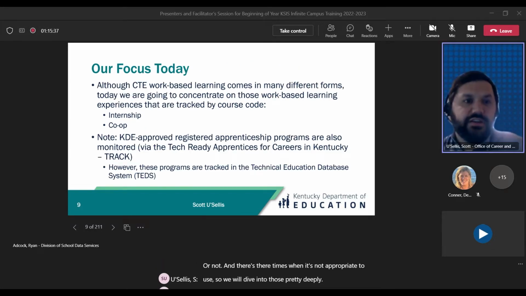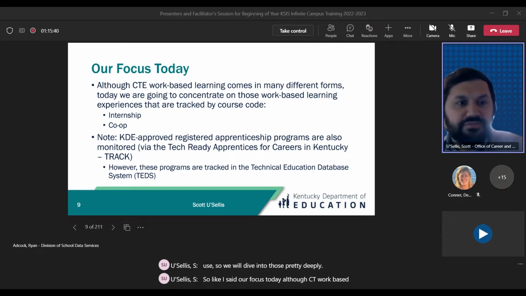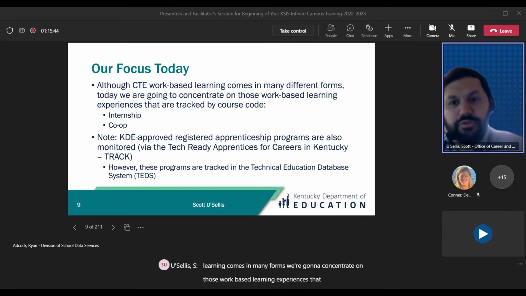So like I said, our focus today, although CTE work-based learning comes in many forms, we're going to concentrate on those work-based learning experiences that are tracked by course code. The two types of experience that are tracked by actual six-digit course codes are internship and co-op.